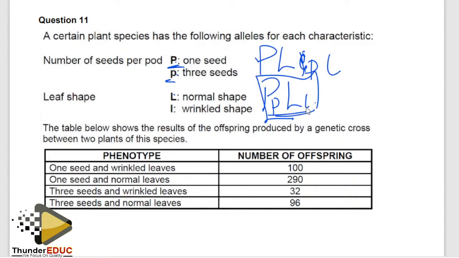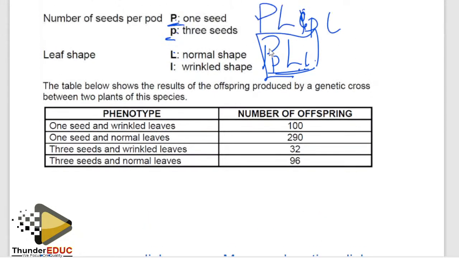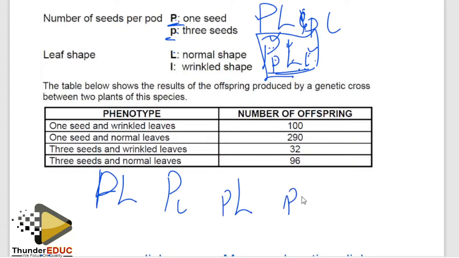And if they ask you to identify the gametes from here, then it still is fine. You will say that P goes with L: capital P, capital L. So this one and this one is done. Now P again with the small l: capital P, small l. So it's done. This with this now: small p, capital L. Then this with this: small p, small l.